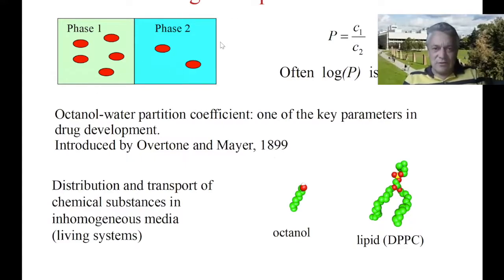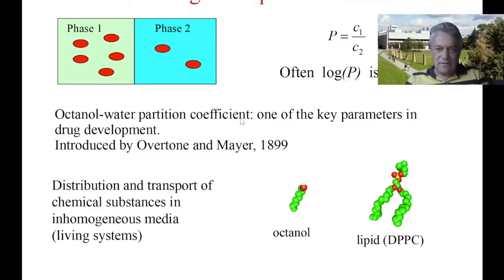So what is log P? If we have two non-mixing liquids and we have a third component which can be dissolved in both, then we can measure the concentration of this component in both phases, in both liquids, and the ratio of the two concentrations is the partition coefficient. And because it can be either very large or very small, often a logarithm of this quantity is used. And this is what is called log P.